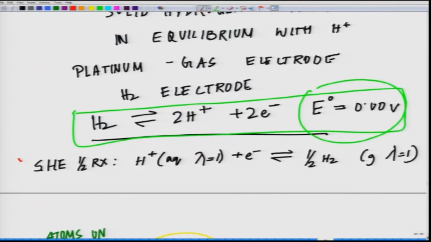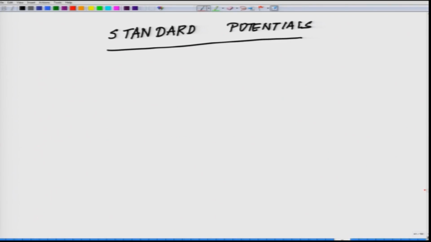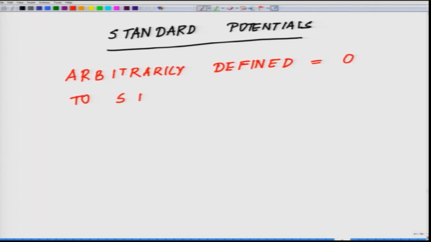So this is the standard hydrogen electrode half reaction, and what is done to it is that we arbitrarily assign a potential of 0, as we have discussed. This is not totally arbitrarily defined. So, arbitrarily a potential of 0 is defined for the standard hydrogen electrode at 25 degrees centigrade. Keep this in mind.